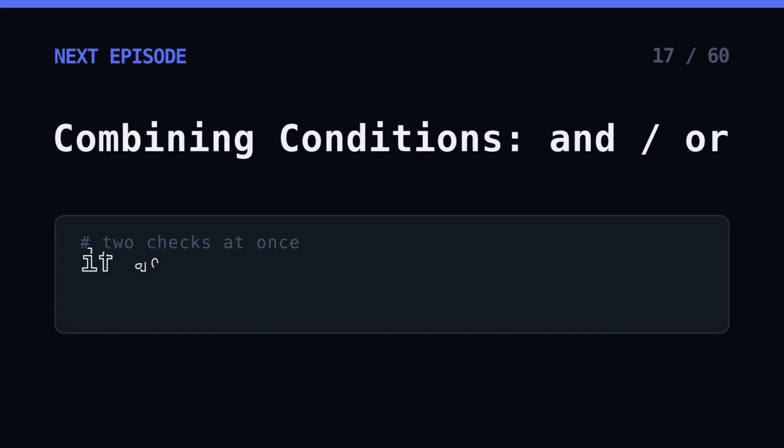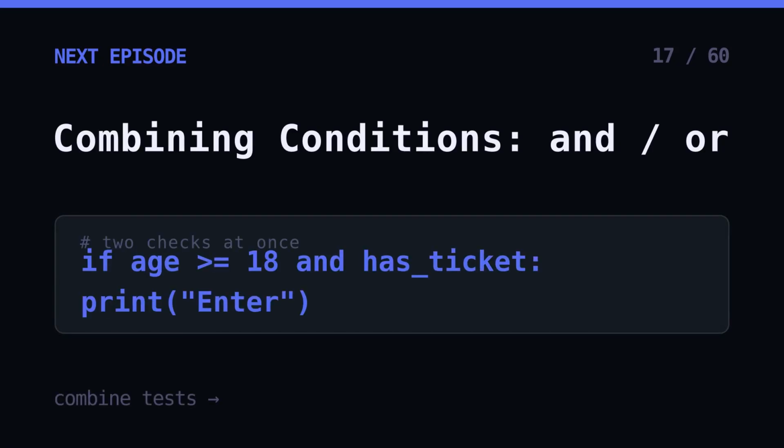Go. So far, each condition tests one thing, but real rules stack up. Old enough and holding a ticket, weekend or a holiday. Next, and or, let you combine conditions into one, and that's where your logic gets truly powerful.